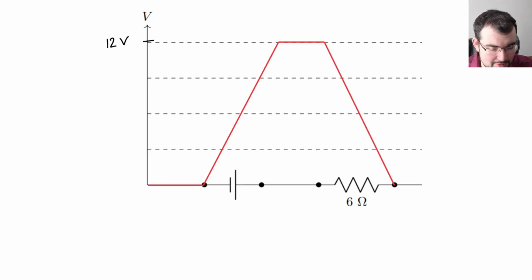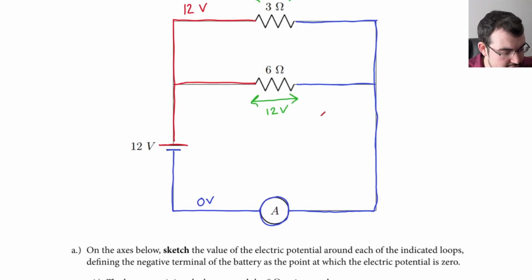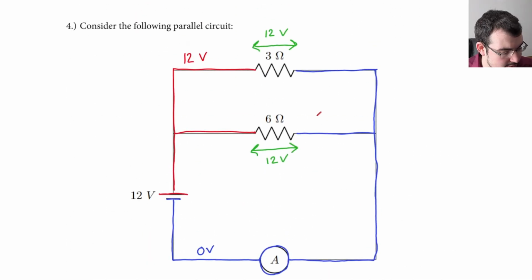See that we get stepped up across the battery, and then all the voltage of the battery is dropped across the 6 ohm because it's the only thing in the loop. And there's literally no change for the 12 ohm.